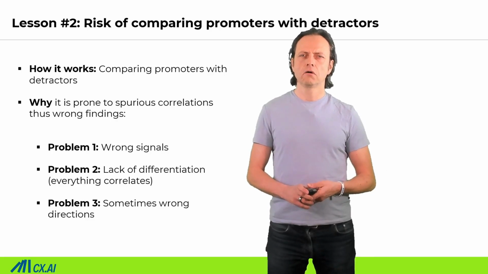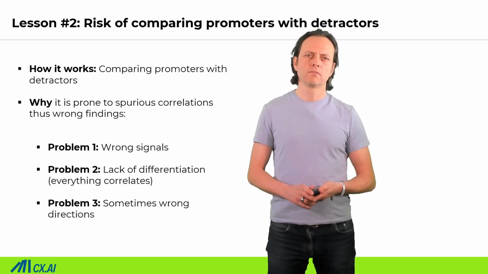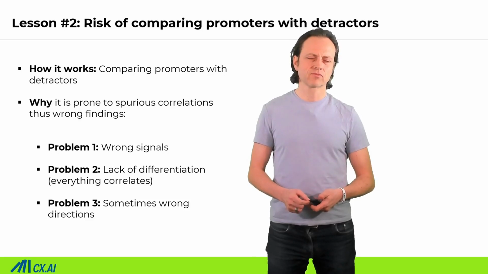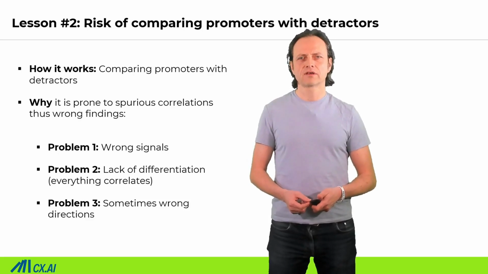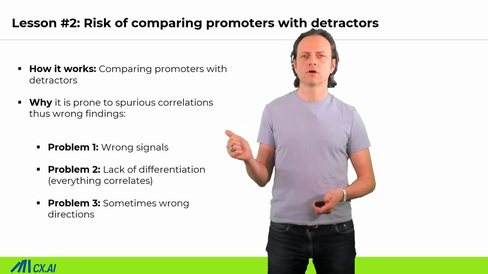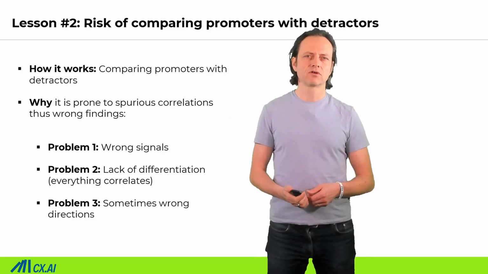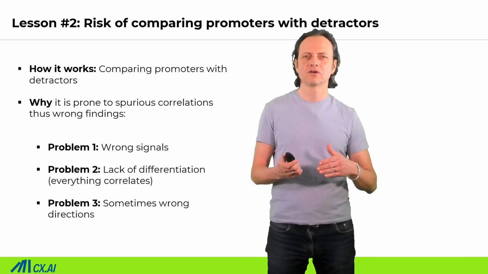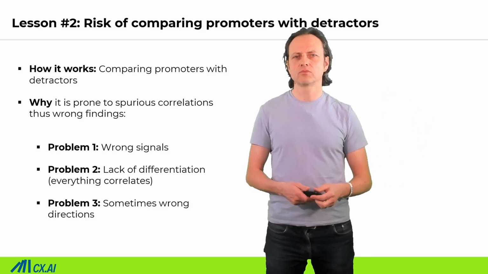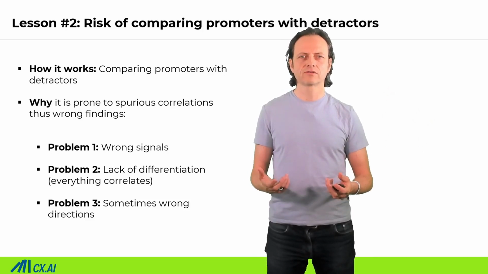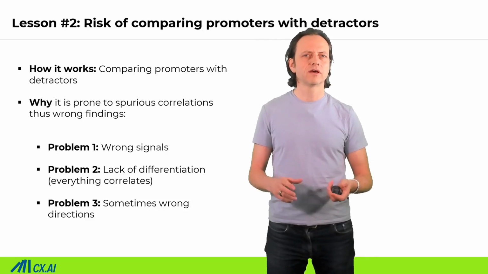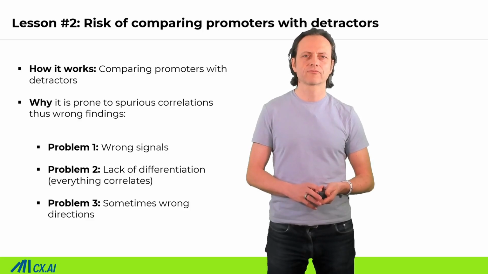But actually, it may work, but there's a large risk that it doesn't, because it is a correlation exercise, and correlation is not causation. It can cause wrong signals. There is really a lack of differentiation, because nearly every topic will correlate. Every positive one is more often in the detractor versus the promoter group. So it's really hard then to find the key, because everything seems to be equally important, and it can even sometimes give wrong directional indications.